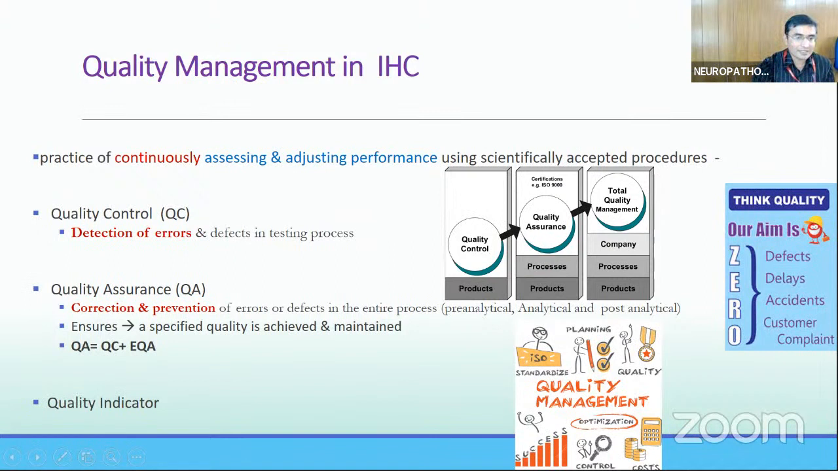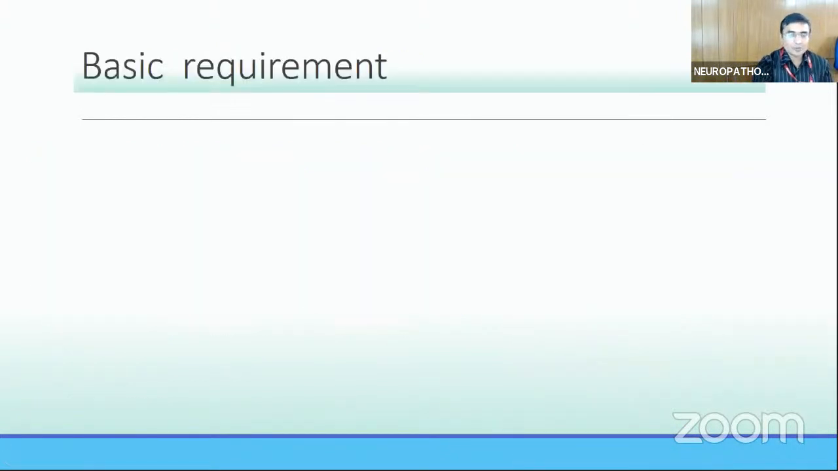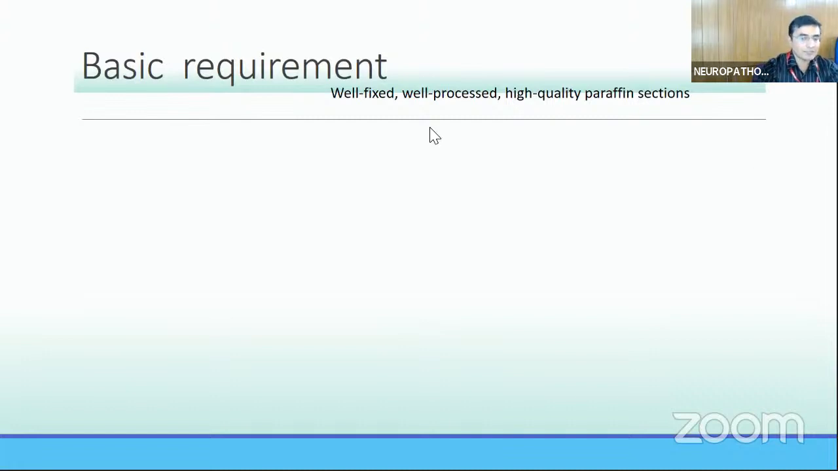So that quality indicator also you have to keep in mind and monitor it. So what is the basic requirement where we can deviate from the expected quality or expected result? Now, the basic essential thing is that we need to have well-fixed, well-processed, and high-quality paraffin sections for immunohistochemistry. The simple paraffin section can be affected at many steps, as you know. So that simple basic procedure itself has to be standardized and monitored.